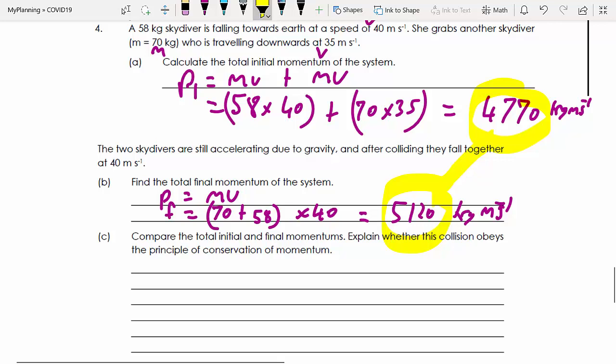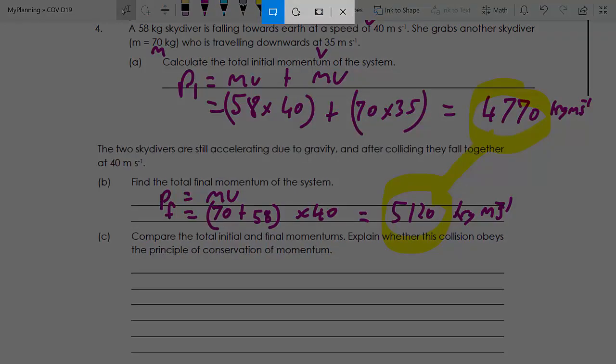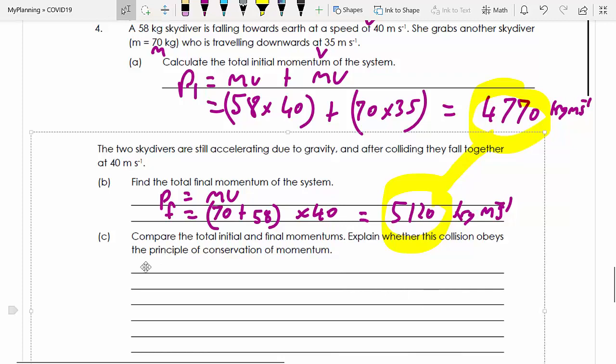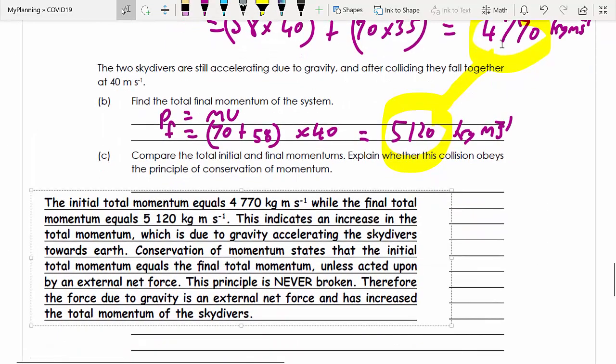Why is momentum not conserved? Because there is an external force. Where's the external force coming from? The external force comes from gravity. And so if we look at what that is, the total initial momentum is 4,770, while the final momentum is 5,120. This indicates an increase in total momentum, which shouldn't be possible.